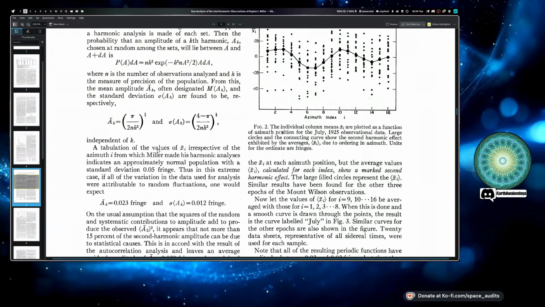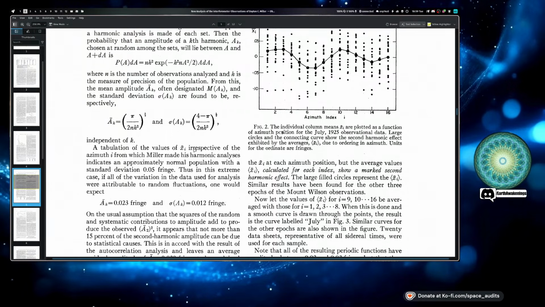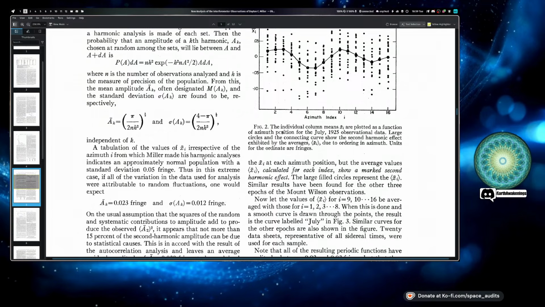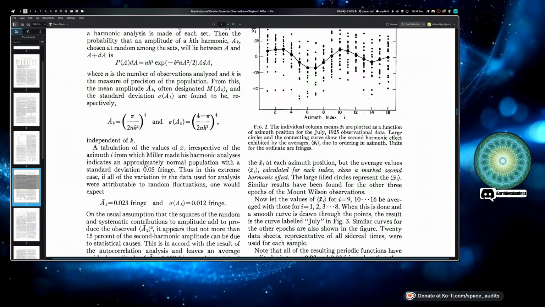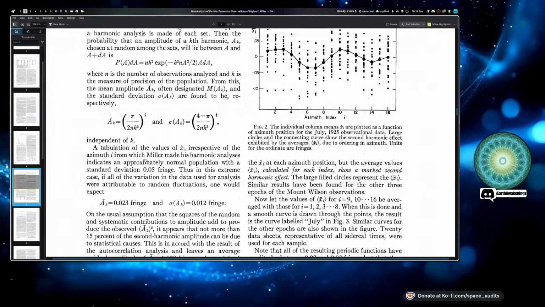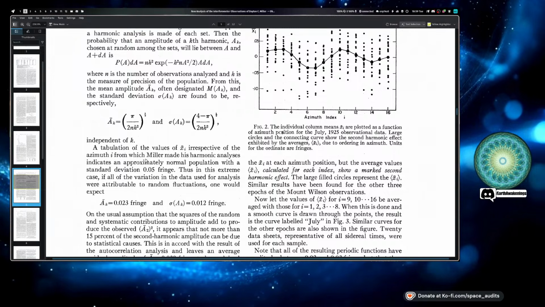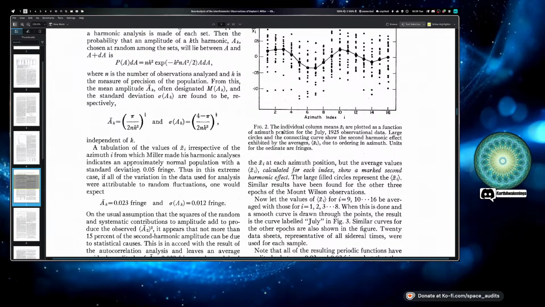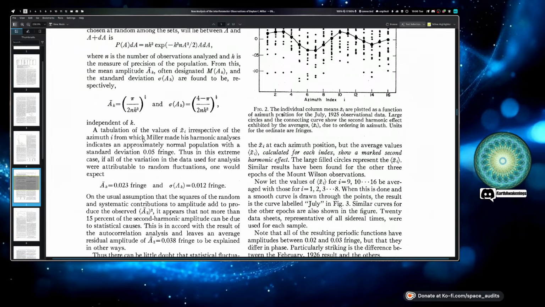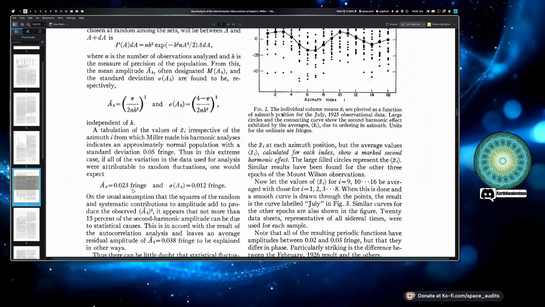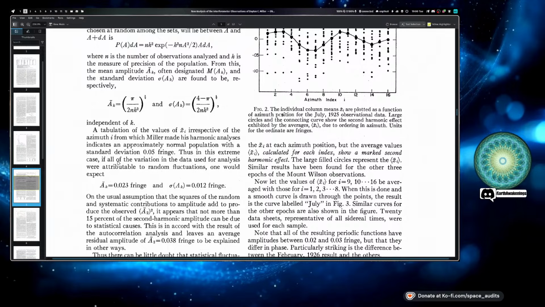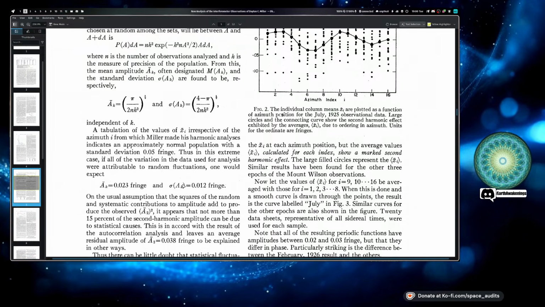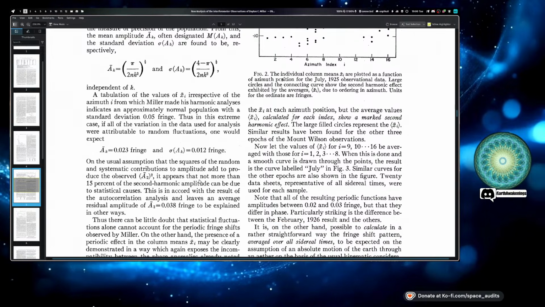The tabulation of the values of X bar, irrespective of the azimuth I, which Miller made in his harmonic analysis, indicates approximately a normal population with a standard deviation of 0.05 fringe. Thus, in this extreme case, if all the variations of the data used for the analysis were attributed to random fluctuation, one would expect the fringes to be A sub K equaling 0.023 of a fringe, with a sigma of 0.012 of a fringe.